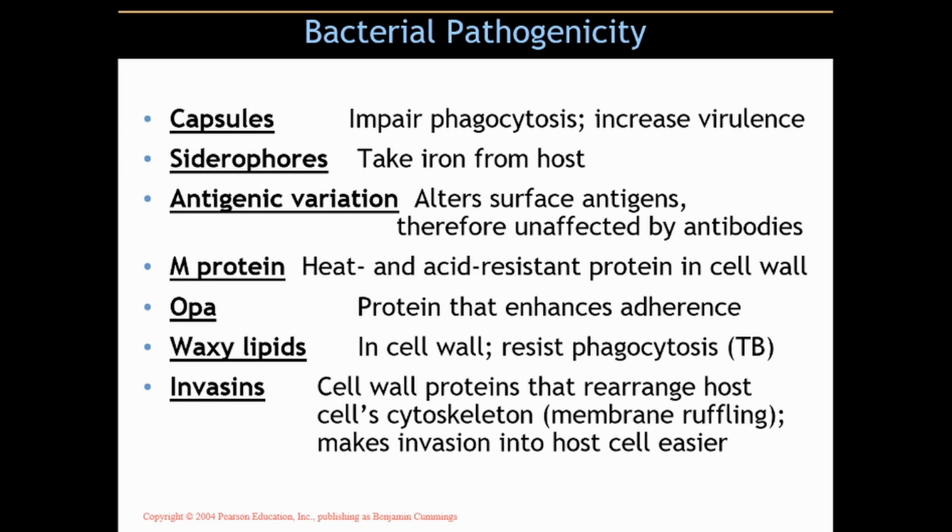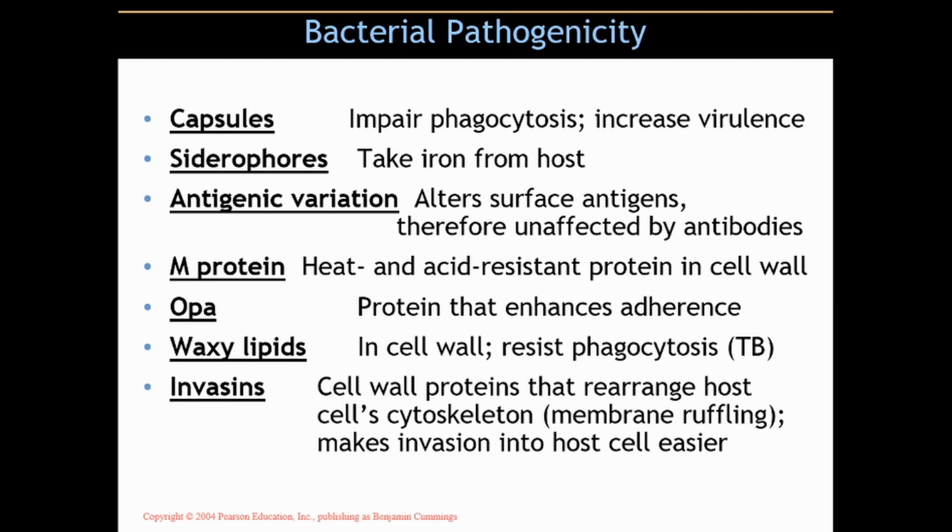What are some structures that they possess that increase their pathogenicity? Well, many bacteria produce a capsule, and a capsule is kind of like a suit of armor that surrounds the bacterial cell wall. Because of this shield, so to speak, around the bacterial cells, this leads to impaired phagocytosis.